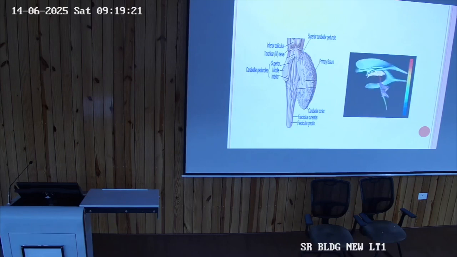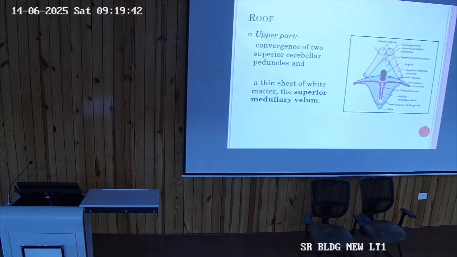Then where is the roof? That is formed by a membrane kind of structure. Superiorly there is the superior medullary vellum, which will bridge the two peduncles here, and inferiorly there is the inferior medullary vellum. The superior medullary vellum is a nervous tissue, while this inferior medullary vellum is a non-nervous tissue that will form the roof in the lower part.